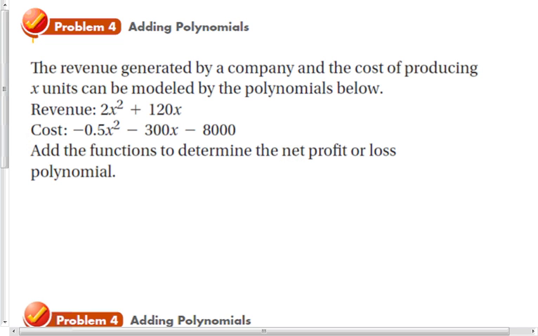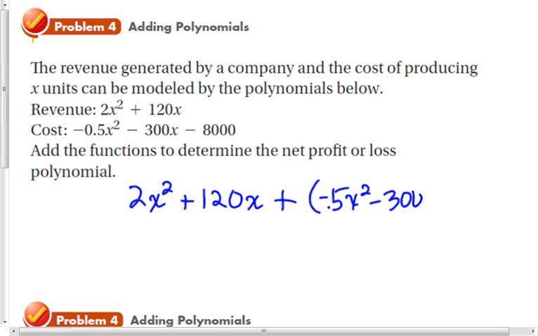Okay, the cost can be a positive or a negative, so we're just going to add these two together. And so this is my income, and then I'm going to combine that with my cost. All right, and I'm going to combine like terms. The parentheses don't matter because we're just adding here. So I'm going to do 2 plus negative 0.5x squared is 1.5x squared.